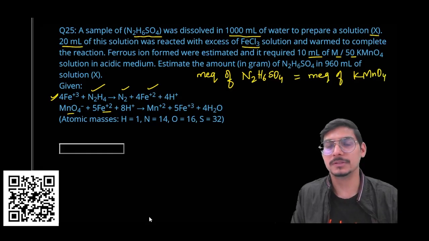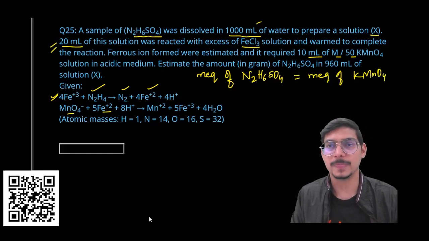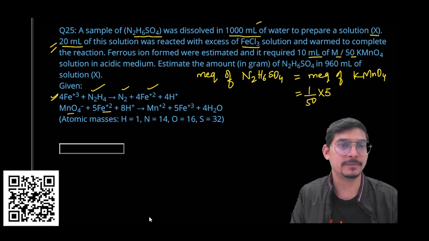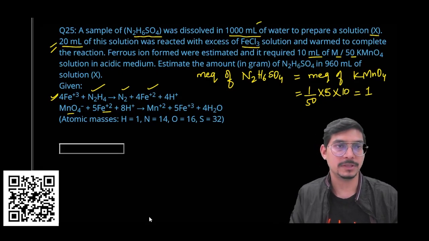Now please remember, this calculation we are going to do for the titration of 20 ml solution out of 1000 ml. For KMnO4, the molarity is 1 by 50. The n factor of KMnO4 is 5 here in acidic medium, because KMnO4 is accepting 5 electrons, multiplied by the volume of solution, which is 10 ml. So this is 1, which means that there is 1 milliequivalent of N2H6SO4 in 20 ml solution.